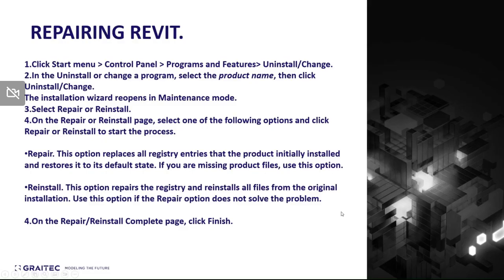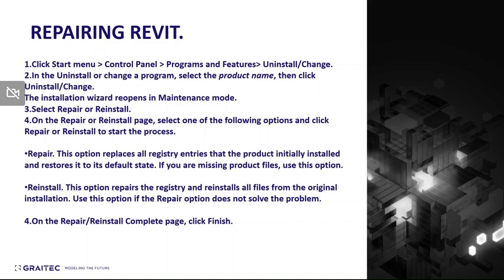Repairing Revit. So repairing Revit is an alternative to the workflow that we've just done in terms of manually resetting Revit. So there's a certain amount of duplication between the two commands or the two features. Repairing Revit involves going into the control panel, programs and features, and then clicking the uninstall/change option. With that selected, you'll then select the product that you wish to uninstall/change, which in this case will be Revit.